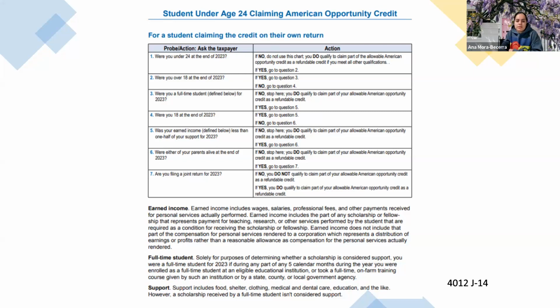So it's going to ask if you are under the age of 24. If the answer is yes, then we would go on to question 2. Were they over the age of 18? If they were, then you go to question 3.